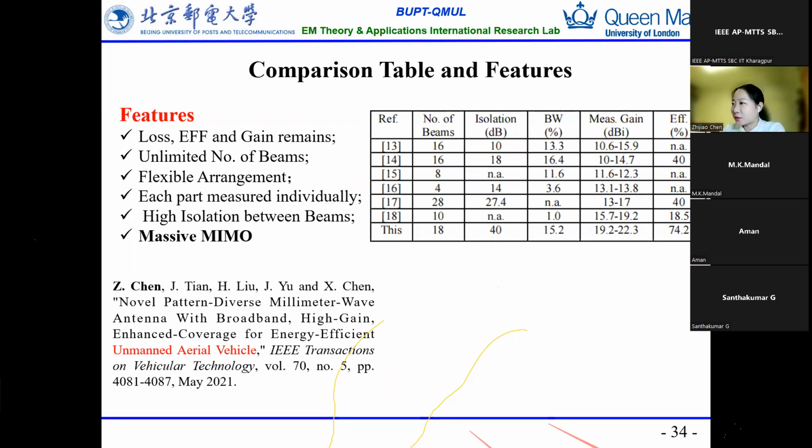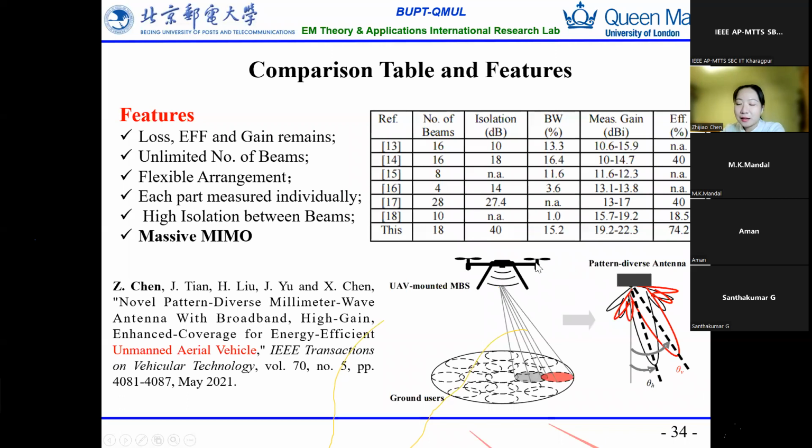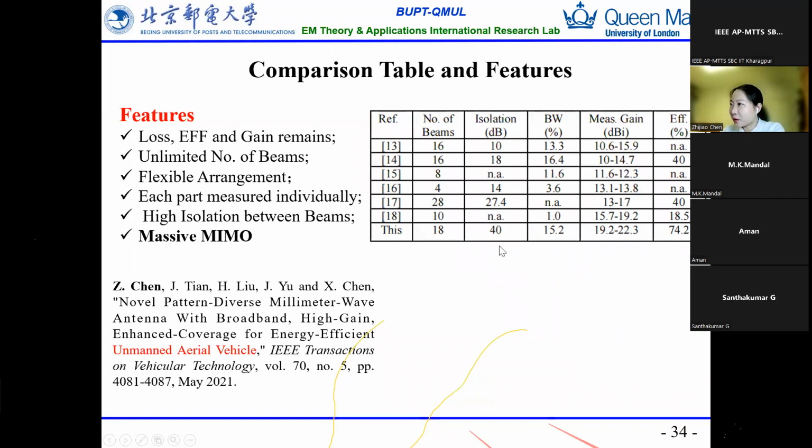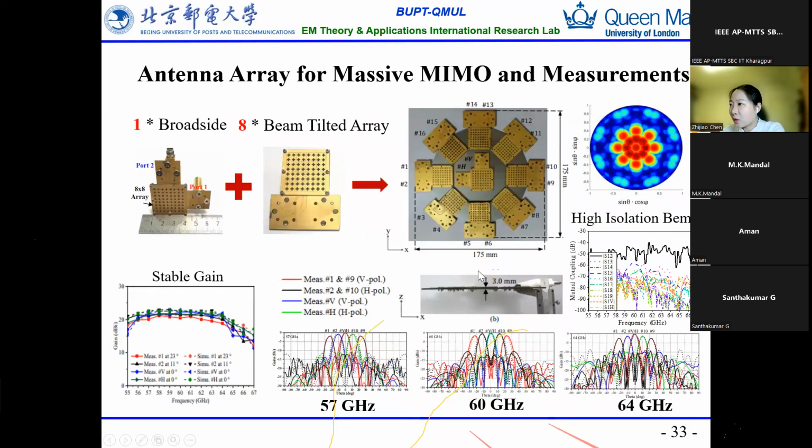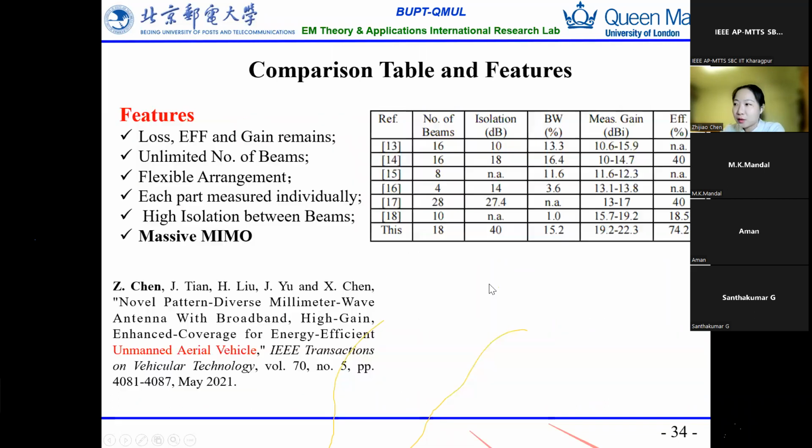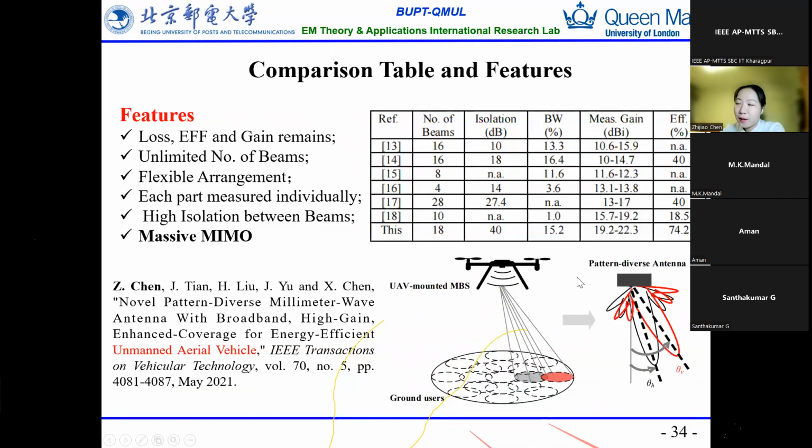aerial vehicles. The scenario is proposed like this, and because it's very thin, only 3 millimeters, it is very flexible to install in this scenario. And here, because we use a pattern diversity antenna, the whole size is very compact.